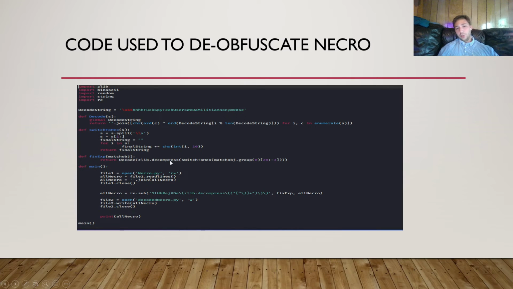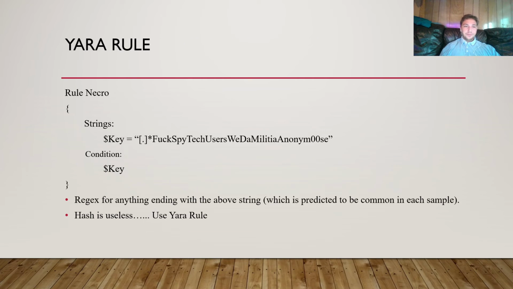Once I do that, I zlib decompress it just like it does, and then with the stolen decode function and the key and everything, I decode it, and it switches it into all Necro. I open a decoded Necro, and the rest is history. I write it. All right, so here's the YARA rule.